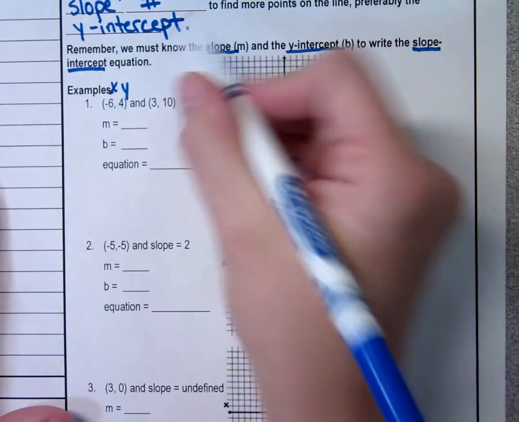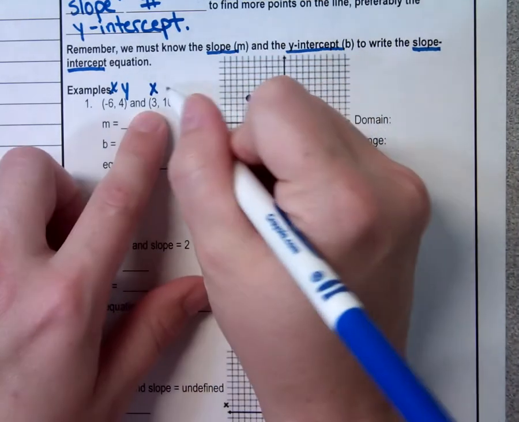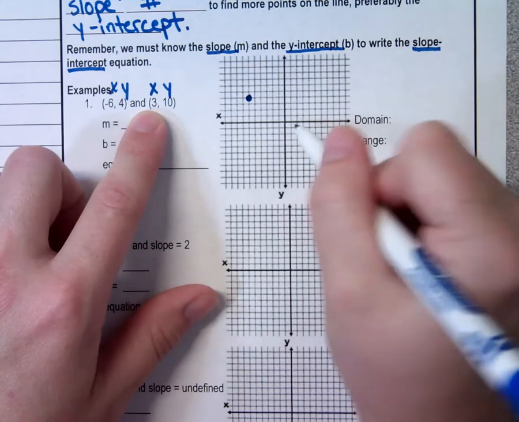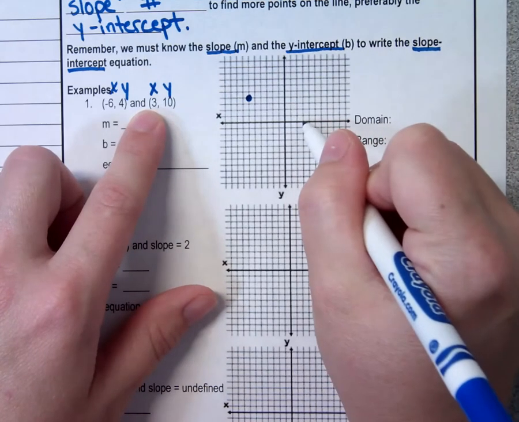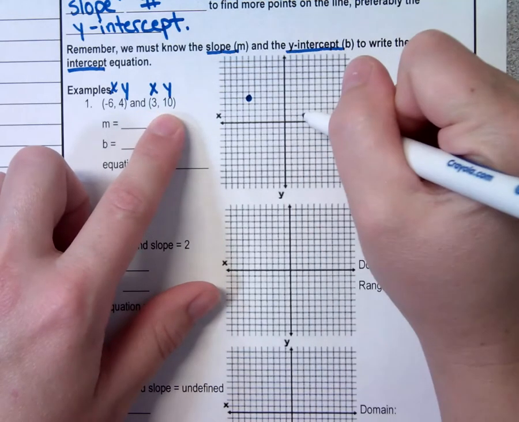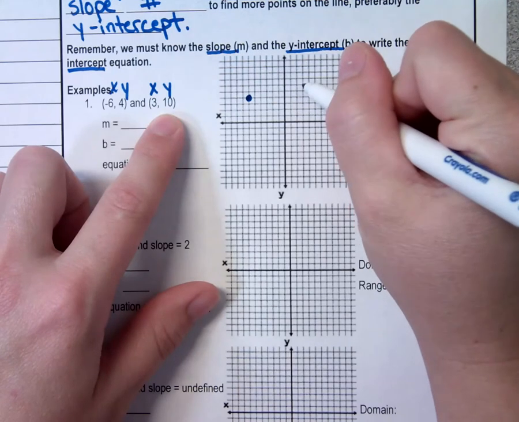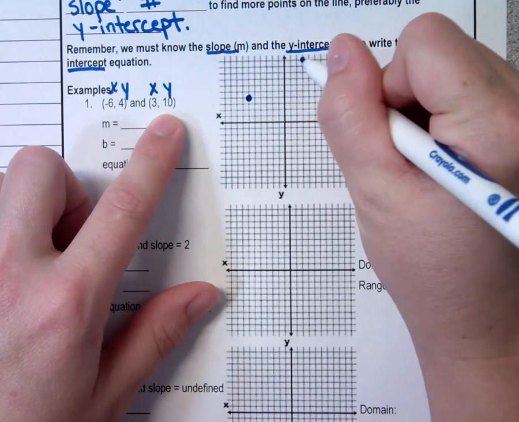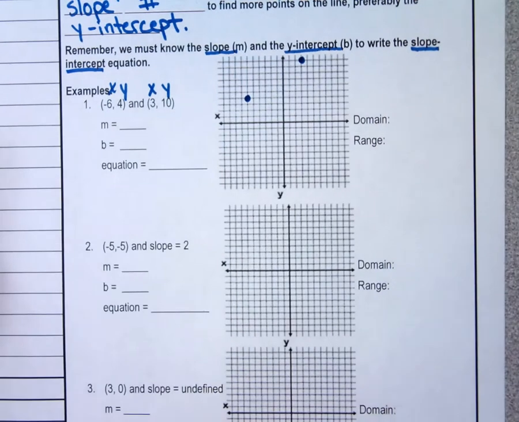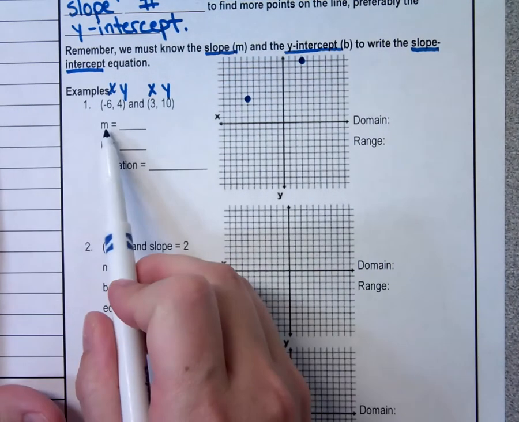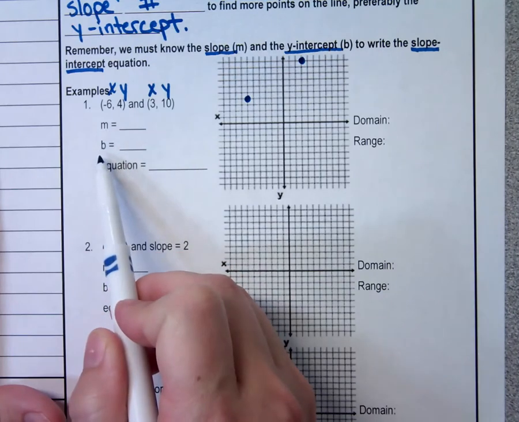Now I want to plot the point 3, 10. 3 is the x-coordinate. 10 is the y-coordinate. So 3 is what I do to the right, and 10 is what I'm going to go up. 1, 2, 3, 4, 5, 6, 7, 8, 9, 10. Okay, so if I want to write the equation of this line, then I need to figure out the slope, and I'll also need to figure out the y-intercept.